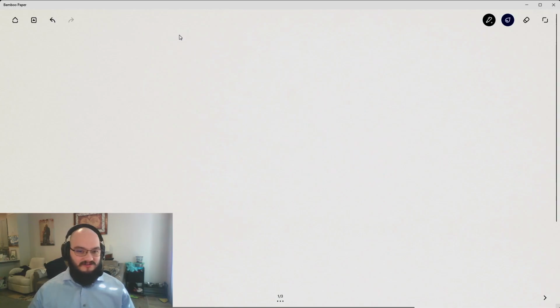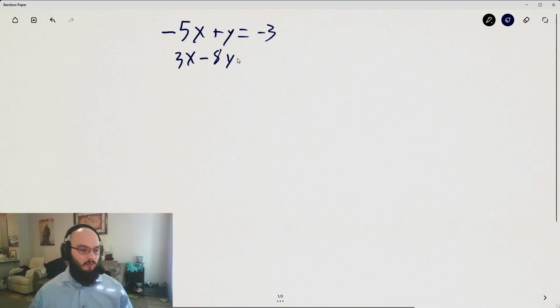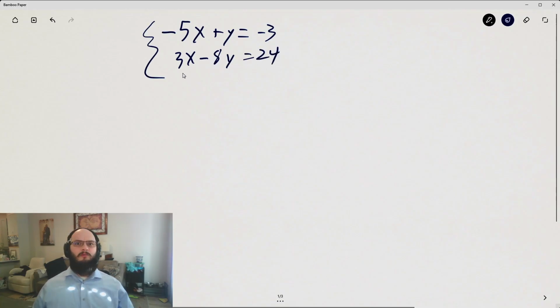For our third example, let's have negative 5x plus y is equal to negative 3, and 3x minus 8y is equal to 24. So what do we do here? We don't have a variable set equal to anything, so we're going to make a variable set equal to something by manipulating one of the equations.